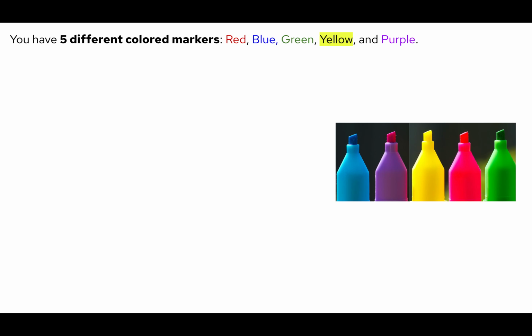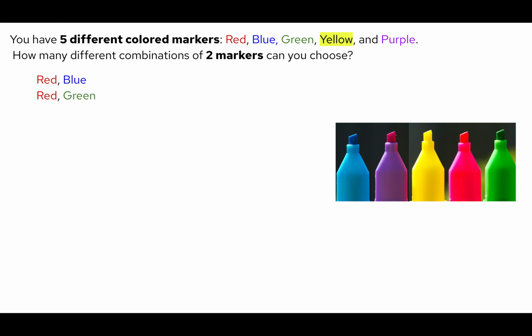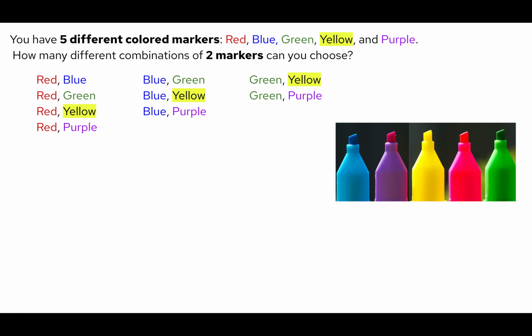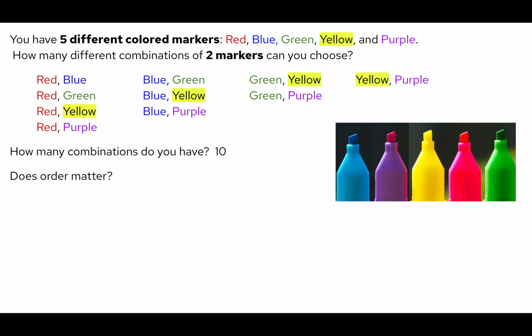So let's say we have five different colored markers. We have red, blue, green, yellow, and purple. How many different combinations of two markers can you choose? Well, we could have red and blue, red and green, red and yellow, red and purple. We could have blue and green, blue and yellow, blue and purple. We could have green and yellow, green and purple. And lastly, we could have yellow and purple. So how many combinations do you have? Well, if we count them up, it looks like we have 10 different combinations.